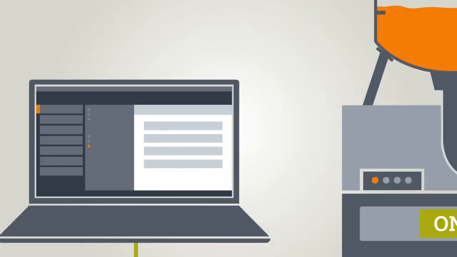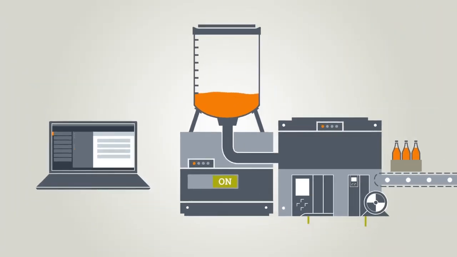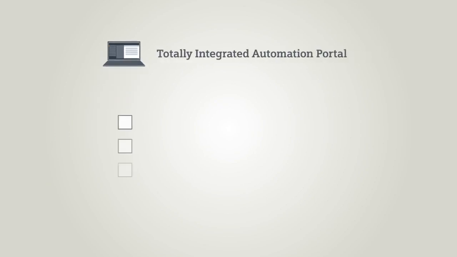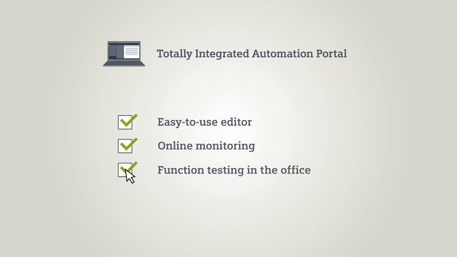The TIA portal is a development environment. Its easy-to-use editor allows you to develop in different programming languages. As well as monitoring your programs online, you can also check the functionality of your code right at your desk.